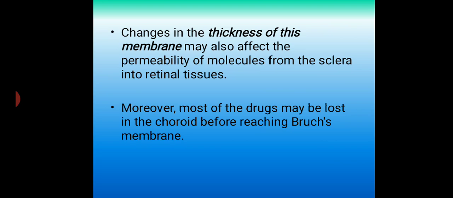Now, most of the drugs may be lost in the choroid before reaching Bruch's membrane. So, because of this thickness and because of the certain factors we have discussed in the sclera, many of the drugs are lost in this passage through the sclera as well as through Bruch's membrane.